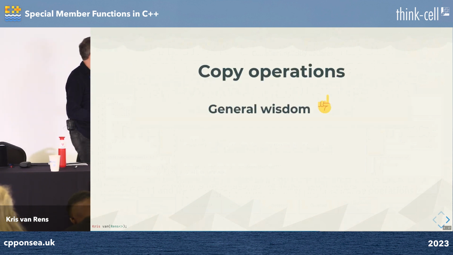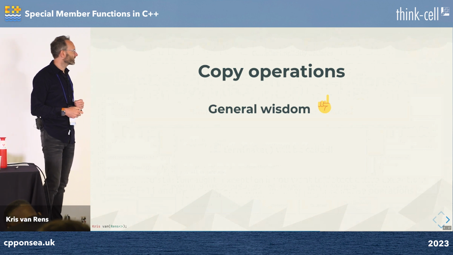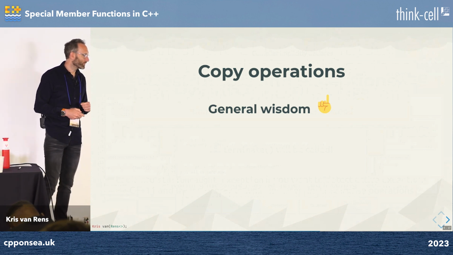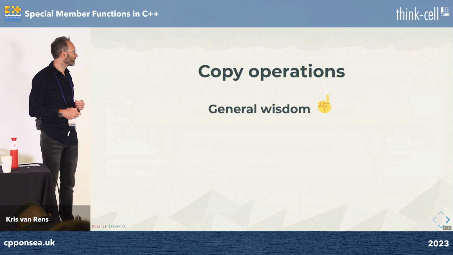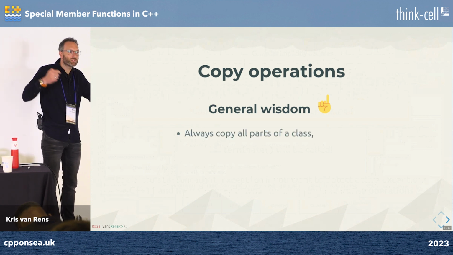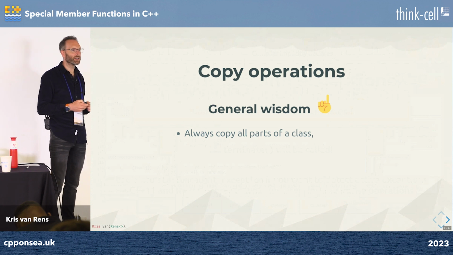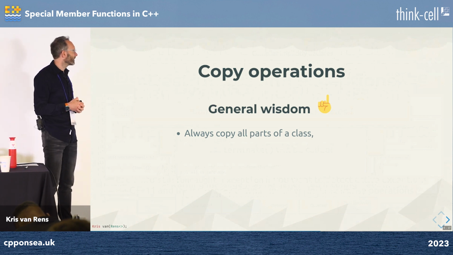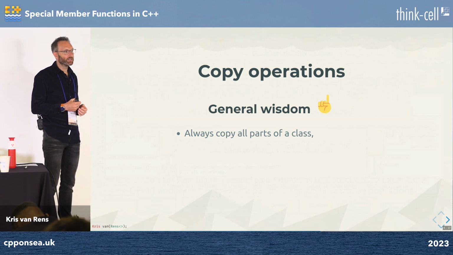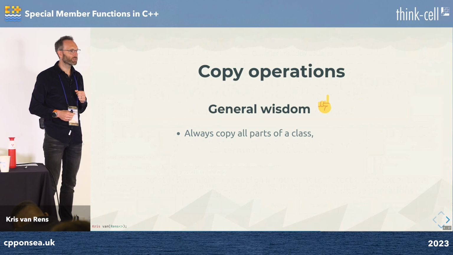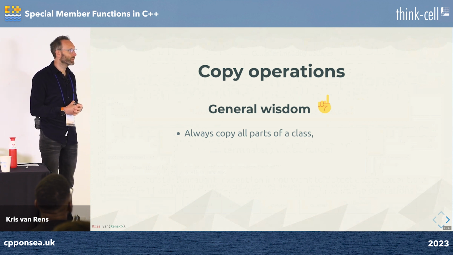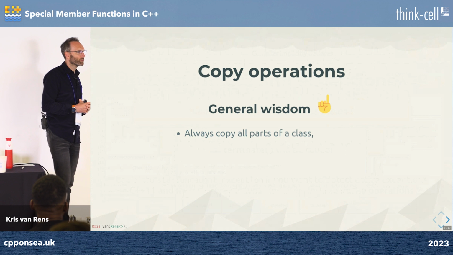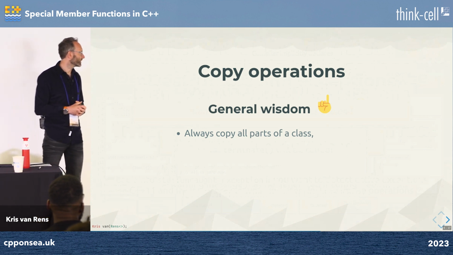Now, for the copy operations, we have a bit of a longer list. It's generally a bit more complicated to implement these properly. Obviously, we have to always copy all parts of a class. Makes sense. Perhaps use tricks like std::tie to create a tuple of your member variables. If you've ever seen the talks by Sean Parent on Better Code, he uses this trick sometimes. And it makes you not forget copying or moving parts of your class. It's really useful.